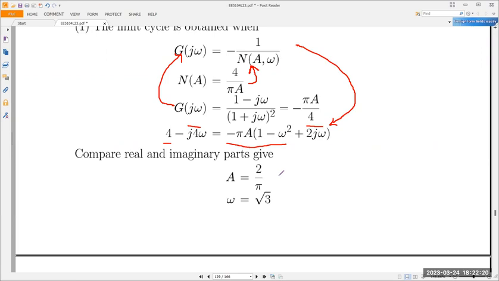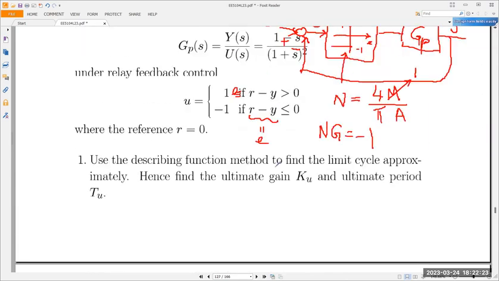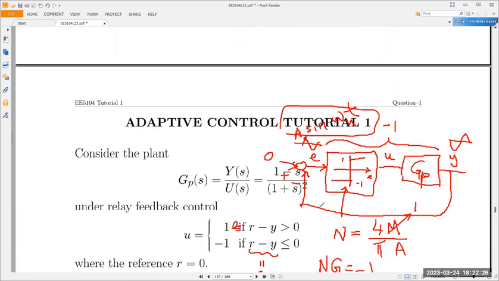So what does this mean? This means that the sine wave that I draw here should be pi over 2 sine √3t. Okay? Because we solved A is pi over 2, omega is √3. So that would be the oscillation that you get if you have a relay stuck in here.